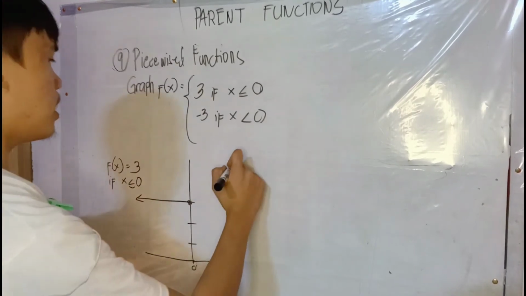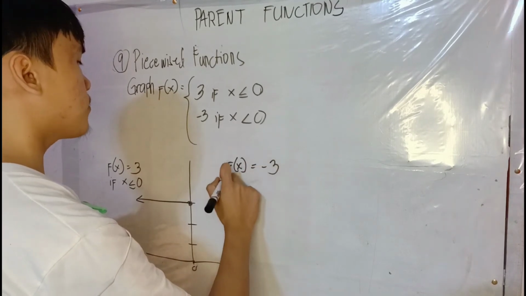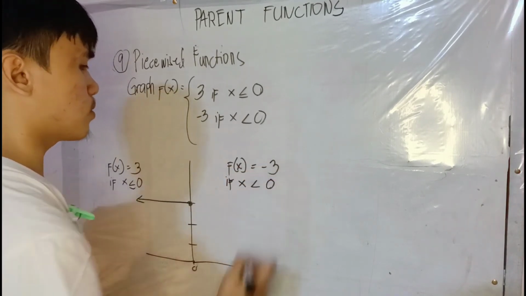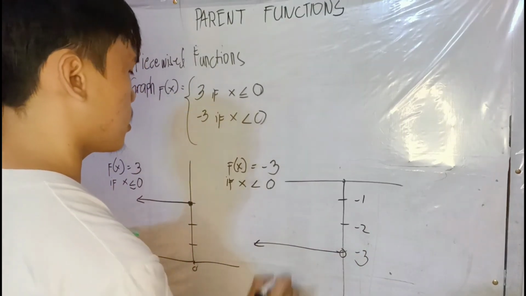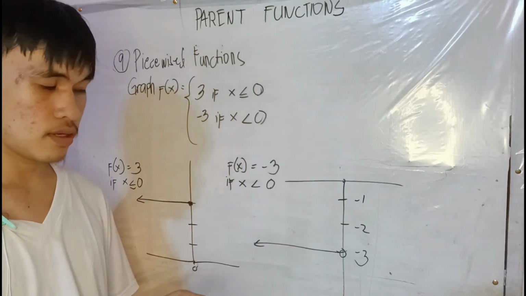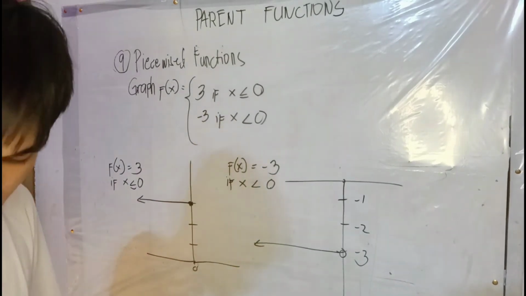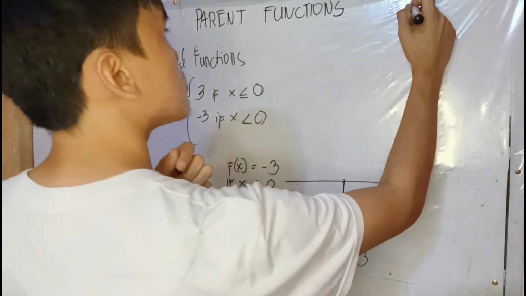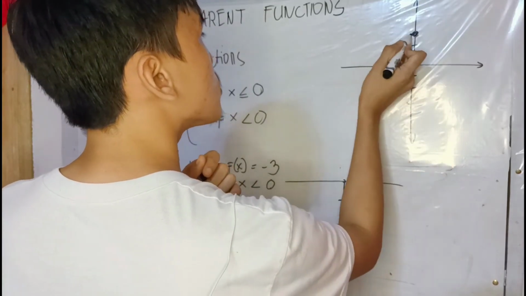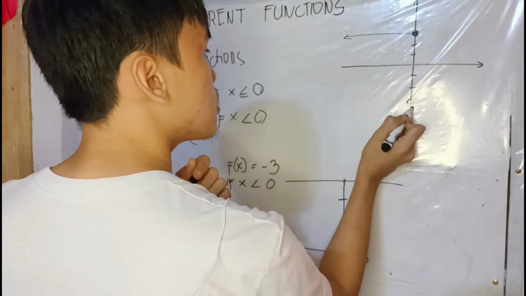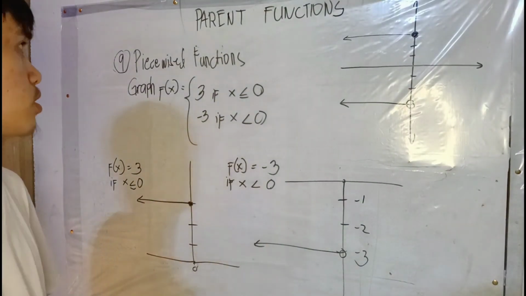When we say f of x is equal to negative 3 if x is less than 0, our graph is open, and that is negative 3. Okay, so when we combine these two, it will become like this, closed while it is open. So it is a piecewise function.